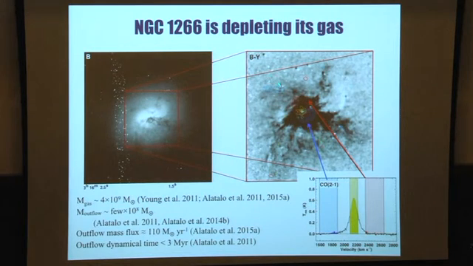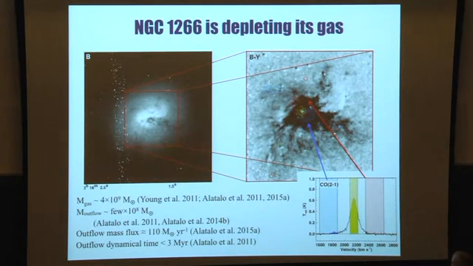And what's great is you can see that it has a nice structure where the lobes look like they're coming out of different sides of the systemic velocity at the center. And that cross right there is the point of the VLBA point source. So there's about 4 × 10⁹ solar masses of molecular gas in the system. The outflow is a few × 10⁸ solar masses, which means the outflow mass flux is 110 solar masses per year. And it looks to be the dynamical time, that is the amount of time the outflow has been on, is less than 3 megayears.